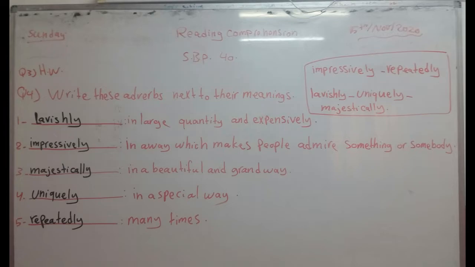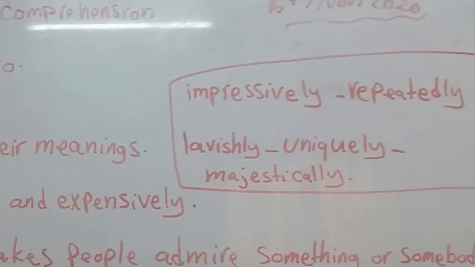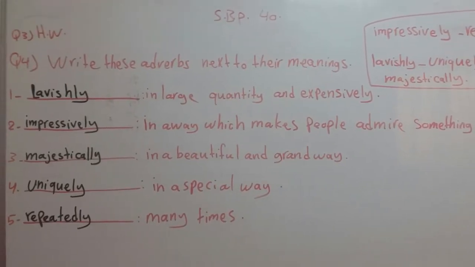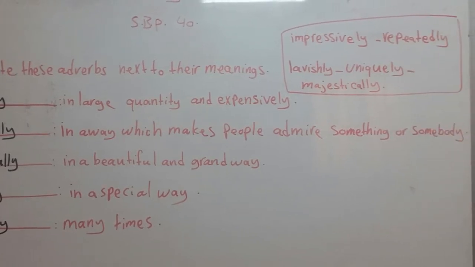We have here adverbs: impressively, repeatedly, lavishly, uniquely, majestically, and we have to match these adverbs with their meanings. What is the meaning of impressively? Impressively يعني بشكل مذهل. Repeatedly بشكل متكرر. Lavishly بشكل مرفه أو ببذخ. Uniquely بشكل مميز أو فريد. Majestically بشكل عظيم.